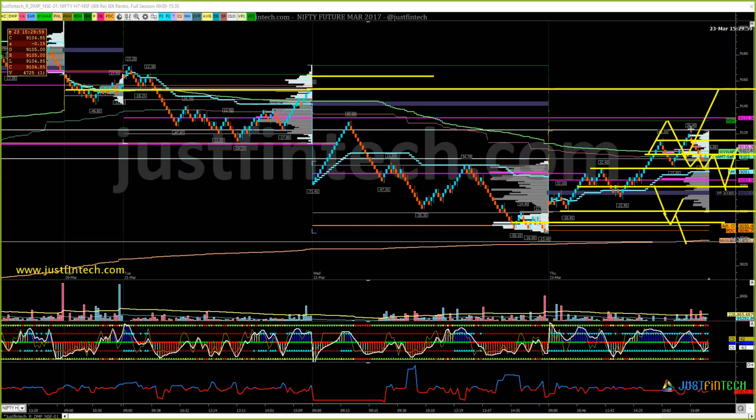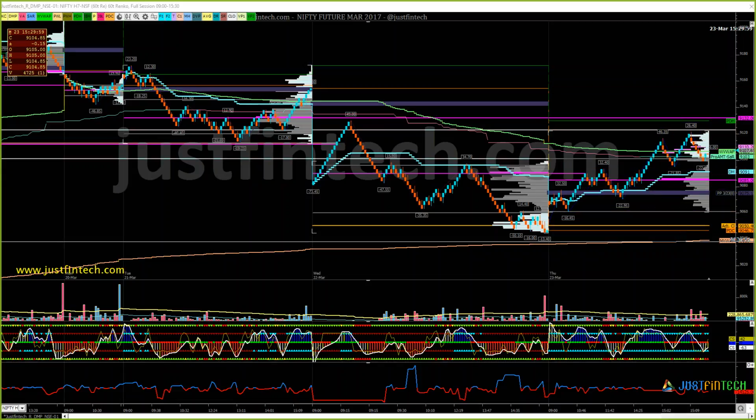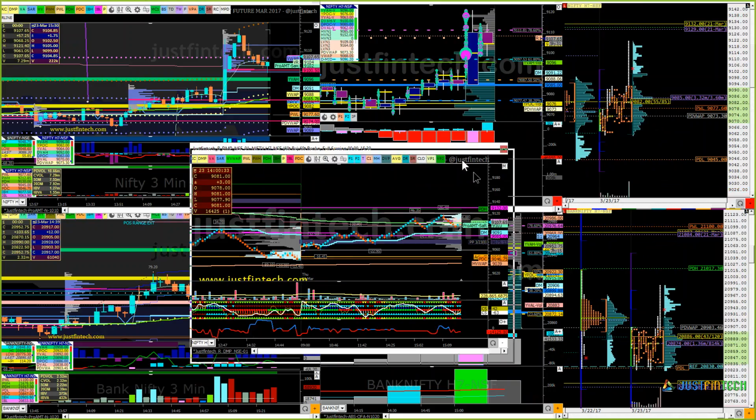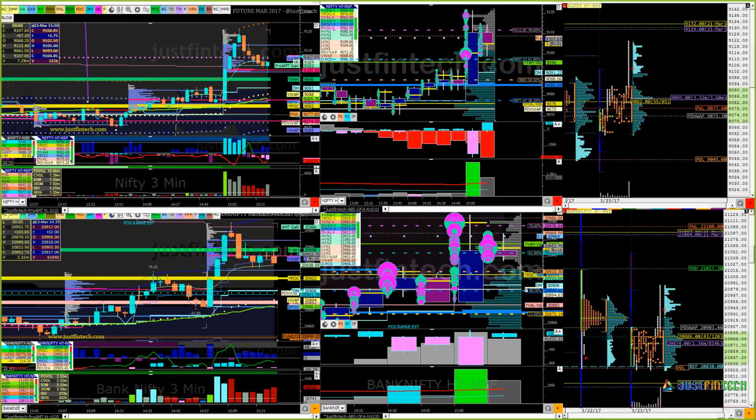And now on the upside, from here it can fail, from the 9140 kind of zone it can fail, and there also there are chances that we might get rotational moves. So now let's have a look at Bank Nifty.